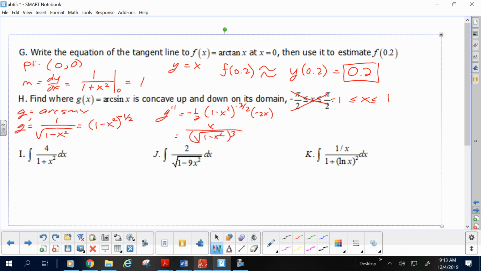And then I did a sign test on that around zero. This 0 is where it'll change sign. I think you'll agree, yeah? So between, I get a negative and a positive for the sign of g double prime. So my conclusion is that g is concave down on negative 1 to 0, and g is concave up on 0 to 1. I don't know how much you remember the graph of arc sine, but it looks like this. And so that verifies what I know of the graph. Cool?